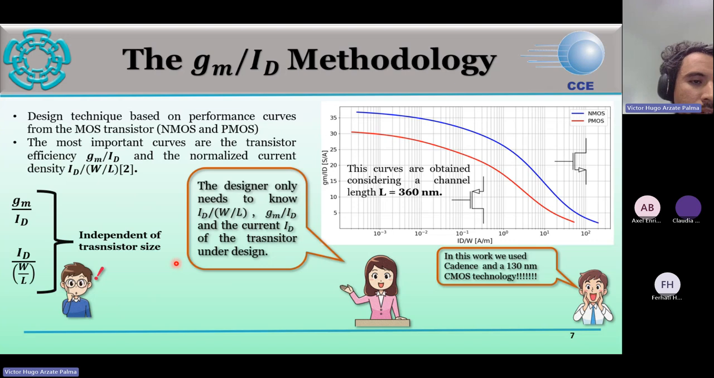So we only need to know the normalized current and the gm over ID ratio and the current of the transistor under design. In this work, we used a 113 nanometers CMOS technology, and all the simulations were made in Cadence. For example, in this graph, the curves are obtained considering a channel length equal to 316 nanometers. The red one is for the PMOS, and the blue one is for the NMOS.